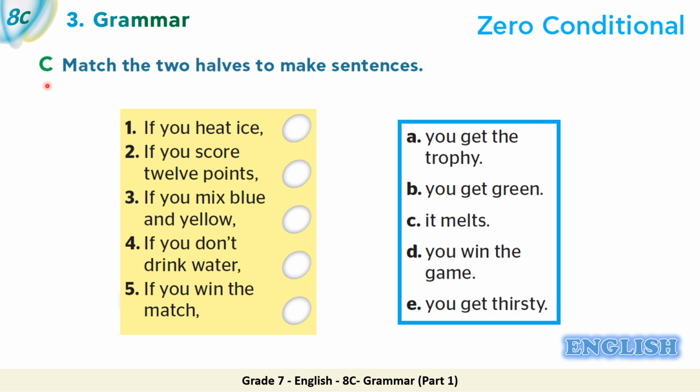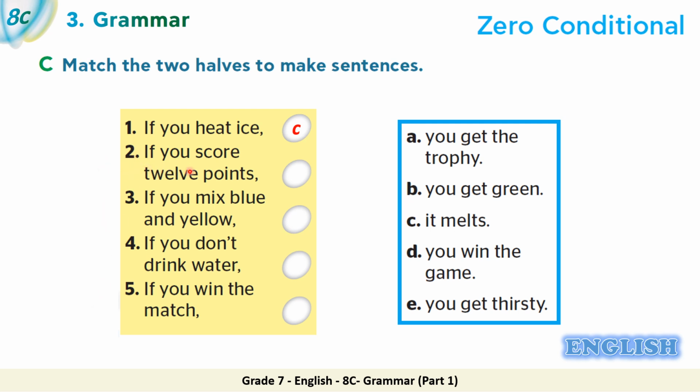Let's move to exercise C. Match the two halves to make sentences. On the left side, we have the if clause for 5 sentences. And on the right side, we have the main clause of the same 5 sentences. And we have to match them correctly. Let's start with number 1. If you heat ice. And the correct answer is C. It melts. Now, let's read the rest of the sentences.